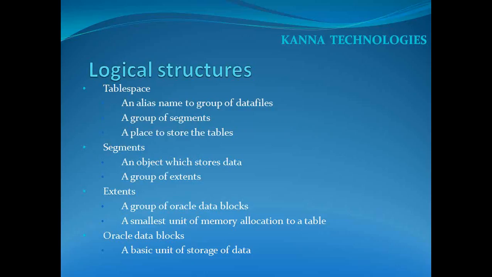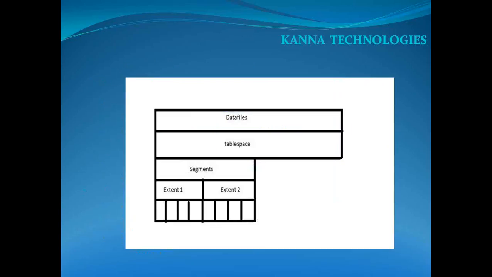So that size we are going to call it as extent. And if you look at the diagram here, you can understand better. You can see the last row is nothing but multiple blocks. Some of the blocks combined together, we call it extent number 1, and some other blocks we are going to combine and call it extent number 2. That is how the relationship between the extent and the Oracle data block is.